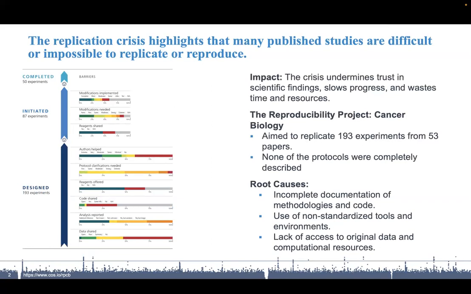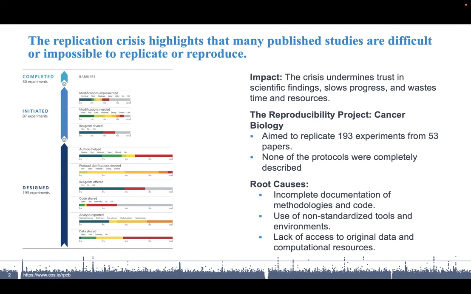Just because this can undermine our trust in scientific findings, this can slow progress, and also if we have to replicate other people's work, we can spend days, months, years trying to replicate stuff when we shouldn't have to be, if it was reproducible in the first place. And an example here on the side is the Reproducibility Project for Cancer Biology.